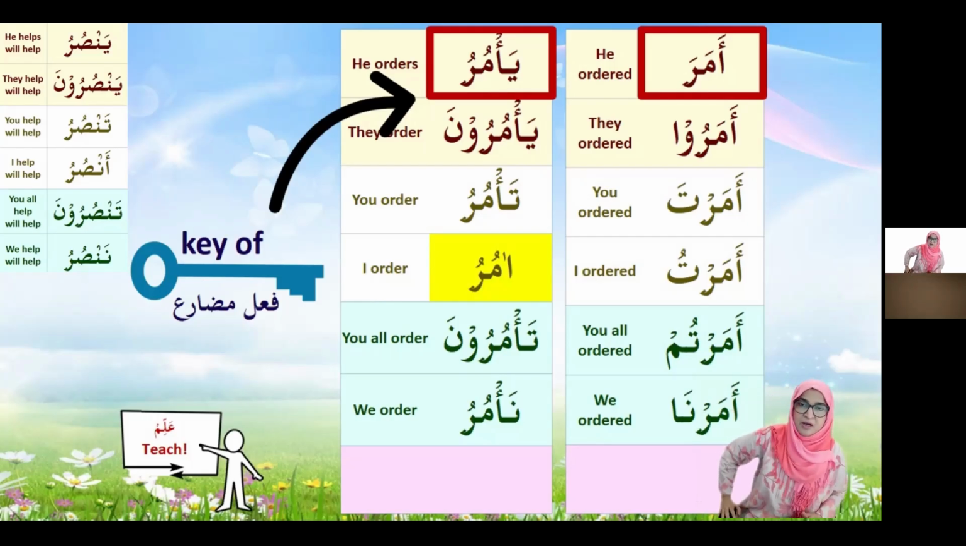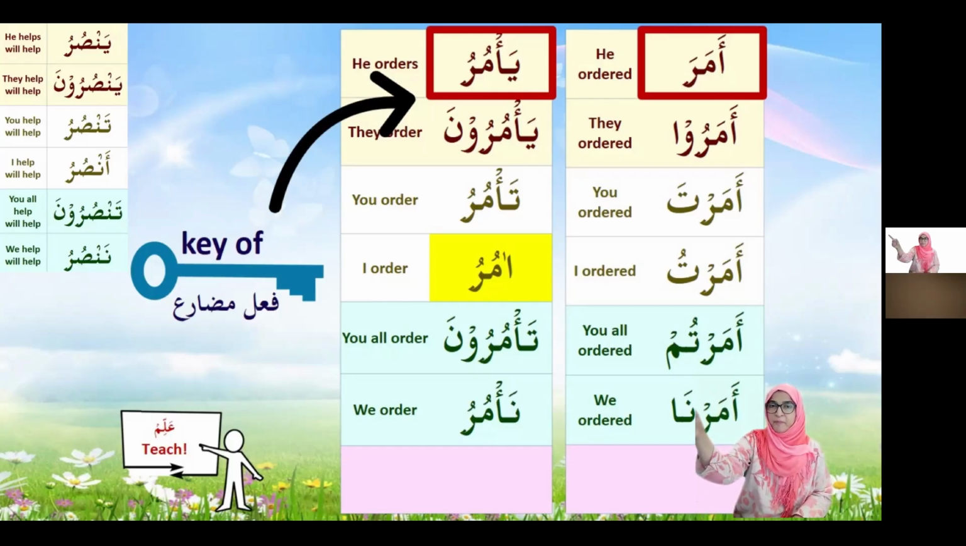Okay, I will now do the TPI. Can you do it with me? It's fa'al mudari. Tell me. يأمر، يأمرون، تأمر، آمر، تأمرون، نأمر. Very good. MashaAllah, good.